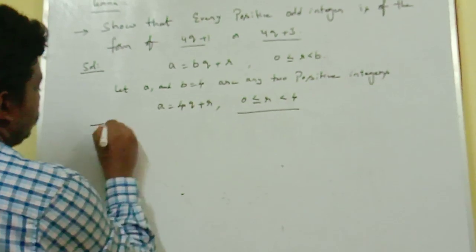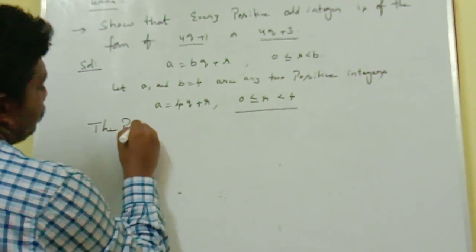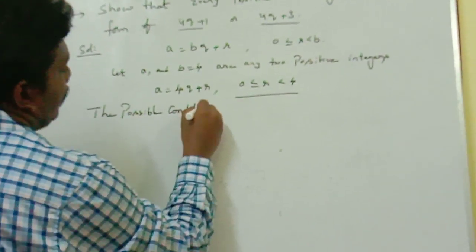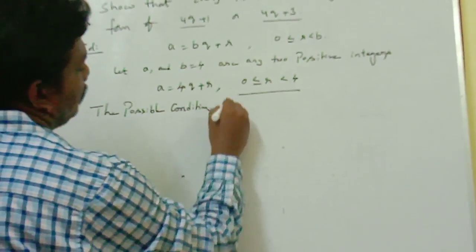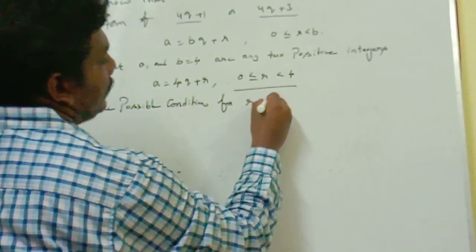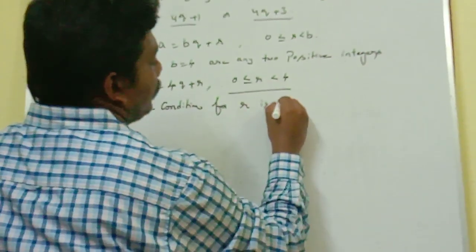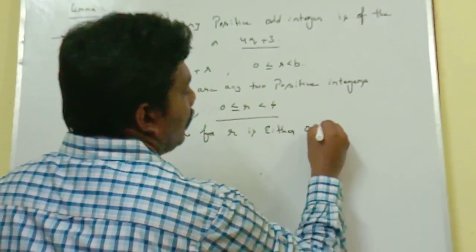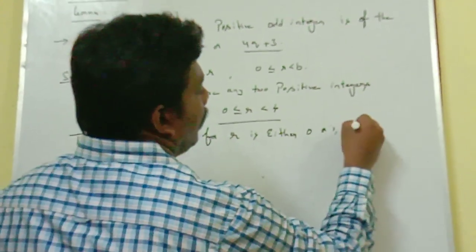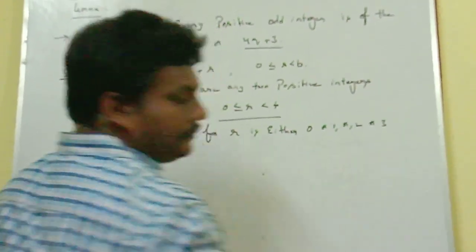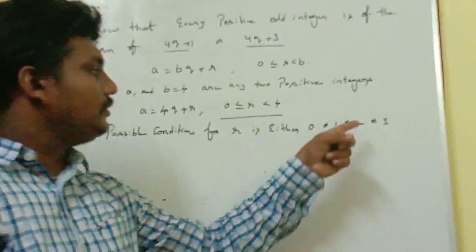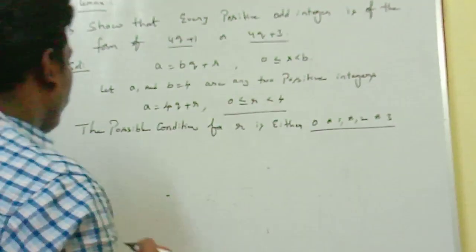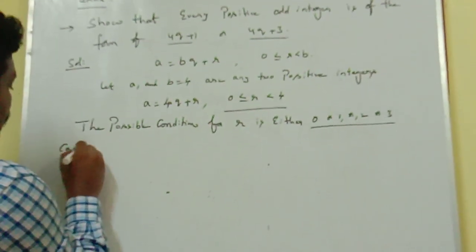Therefore, the possible values for r are either 0, 1, 2 or 3. These are the 4 possible conditions. So now we are going to consider the first case, case 1.